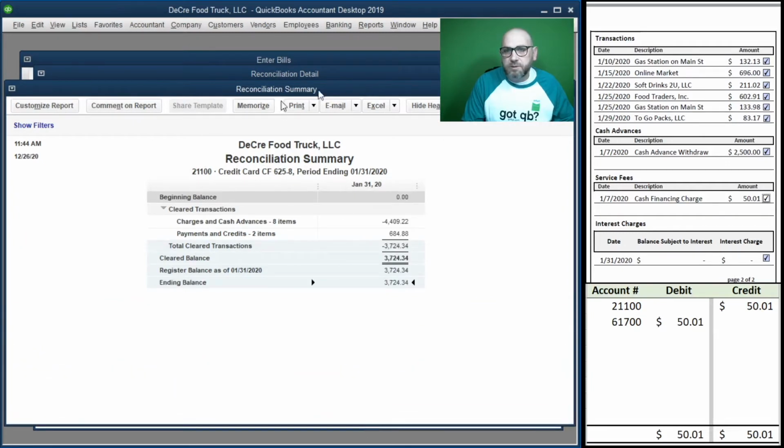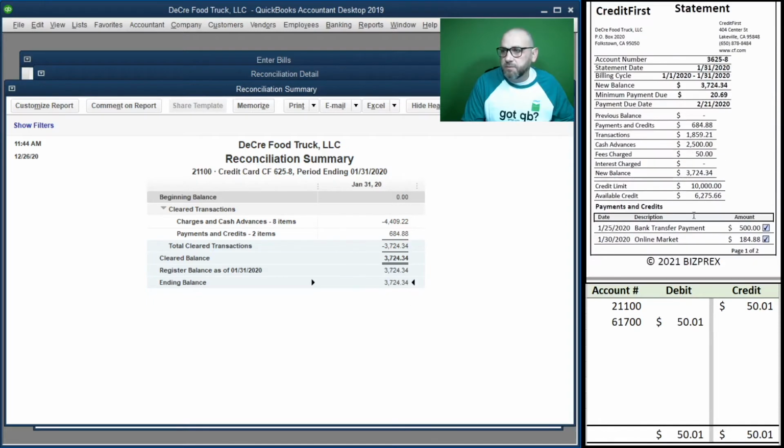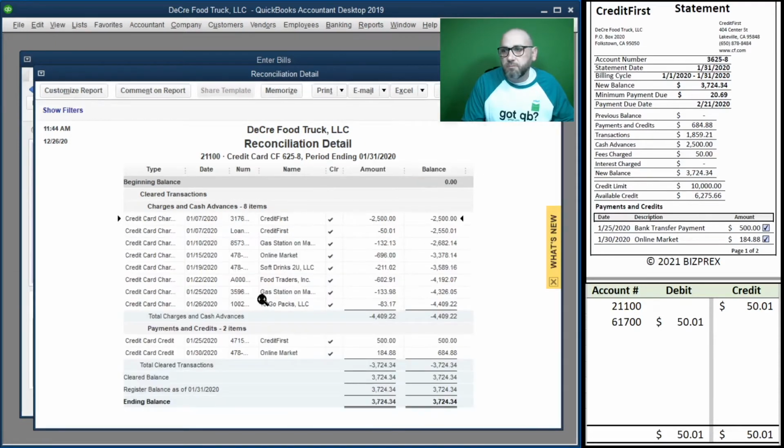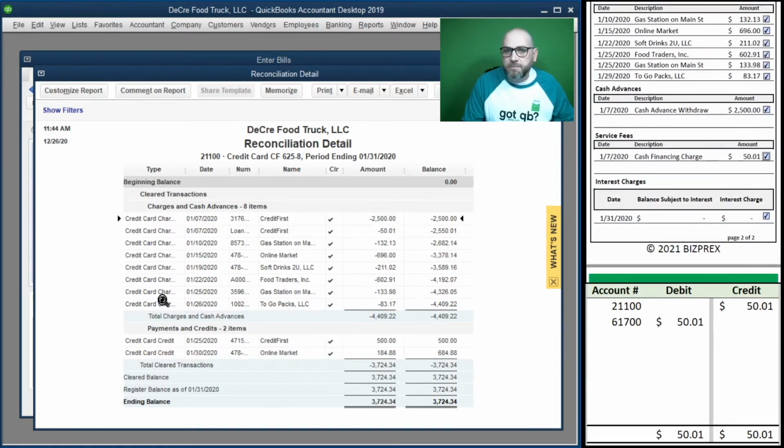All right, so that's our reconciliation summary. It tells us the ending balance for the credit card, which has to match, right? And it does. Excellent. Let's go ahead and close it. That's our reconciliation detail. Again, as you can see, it matches what we have on the statement, right? Here's our payments and credits. They're right here. And here's our charges and cash advances, right? Everything on this page is right here.